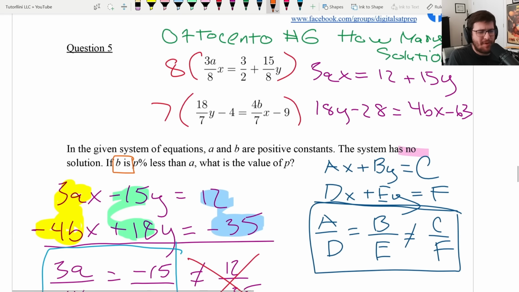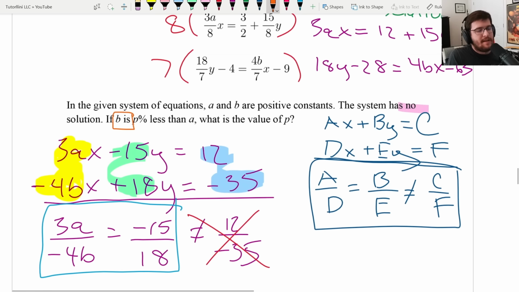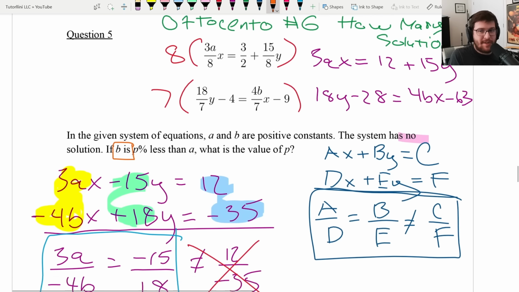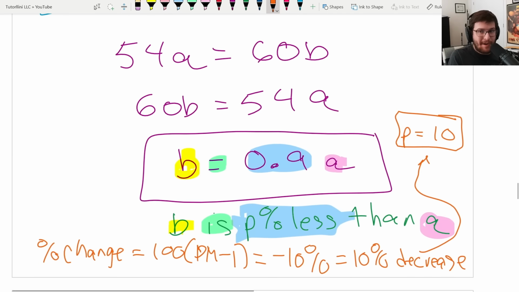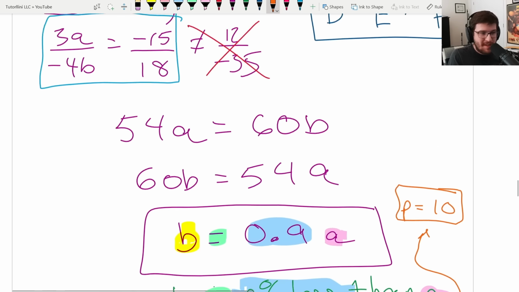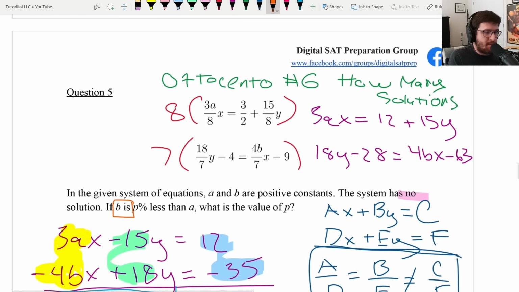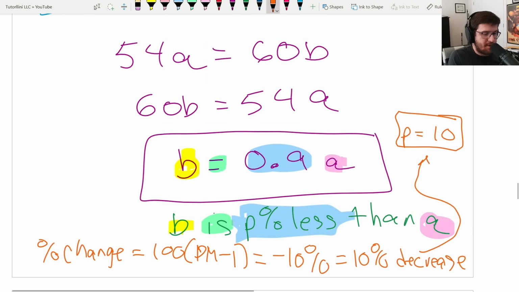So lots of important stuff we had to know here, guys. I promise you, I have yet to see a problem where clearing the denominators and setting up these proportions doesn't work. So please, please, please make sure you understand how to clear denominators and you know the proportions, the equations that I went over in my Ottocento number 6. Very important video to watch.